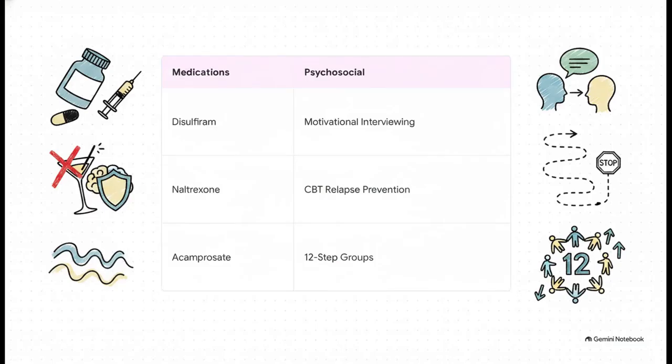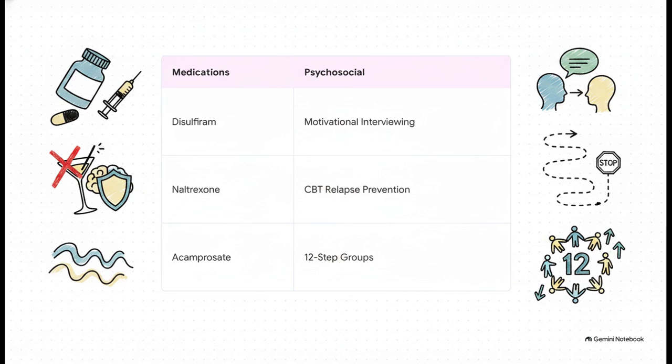But detox is just the beginning. Once that's complete, long-term treatment requires a really strong, multi-pronged approach. On the pharmacological side, medications are used to literally alter the body's reaction to alcohol. A drug called disulfiram can cause a severe physical aversion if you drink, which really deters use. Naltrexone is used to reduce cravings and actually block the neurological reward of drinking, while acamprosate helps calm those lingering post-withdrawal cravings. But here's the thing, medications alone just aren't enough.